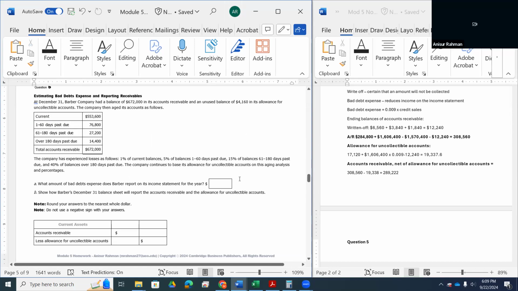The company has experienced losses as follows. What it is basically telling us is that, based on its historical record, it tends to lose 1% of current balances, 5% of balances that are past due 1 to 60 days, 15% of balances 61 to 180 days past due, and 40% of balances over 180 days past due. The company continues to base its allowance for uncollectible accounts on this aging analysis and these percentages. Okay. What amount of bad debt expense does Barber report on its income statement for the year?